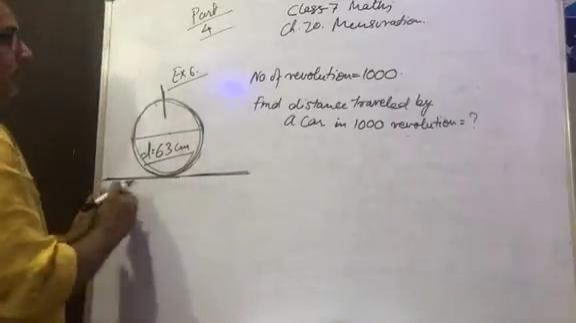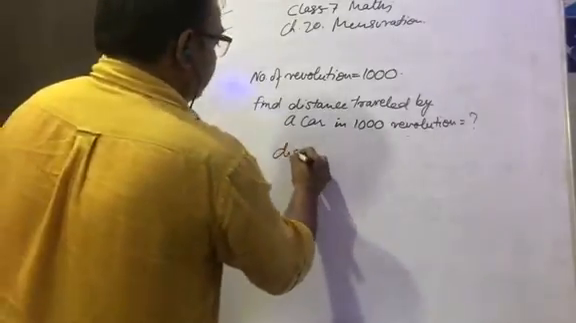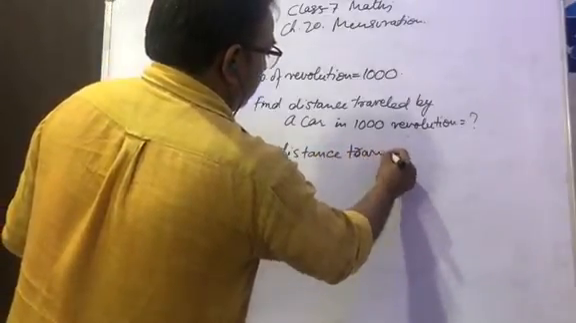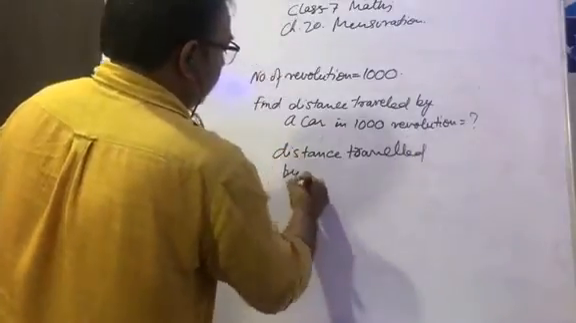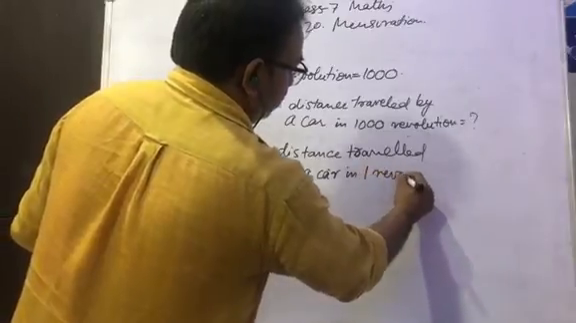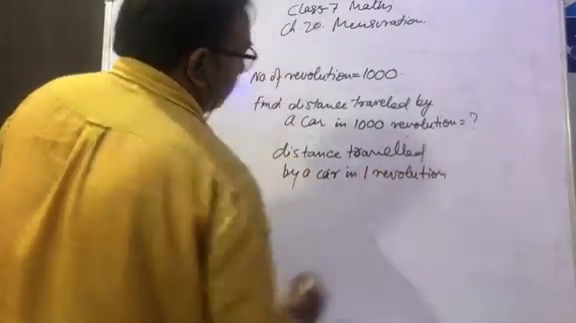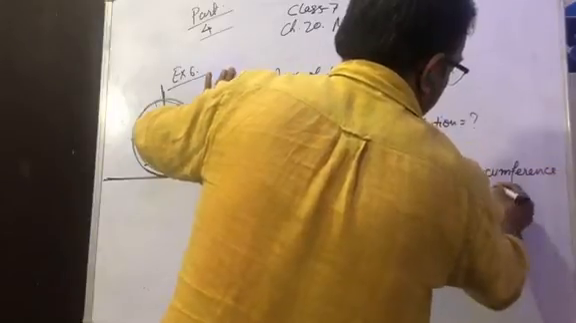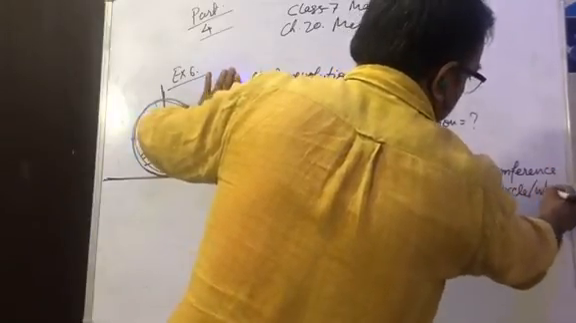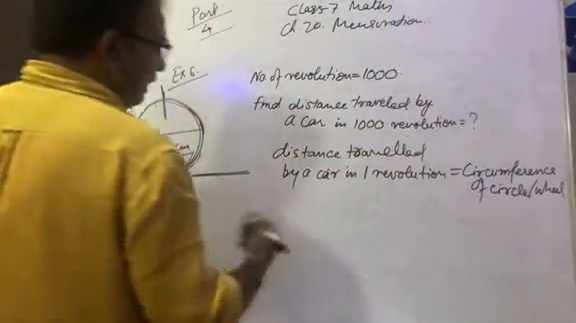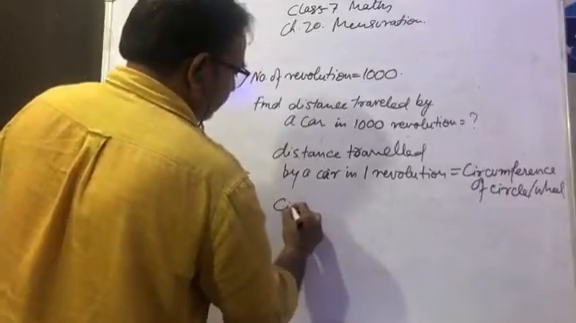In one revolution, the distance traveled by a car in one revolution is the circumference of the circle. So we have to find the circumference of the wheel first.